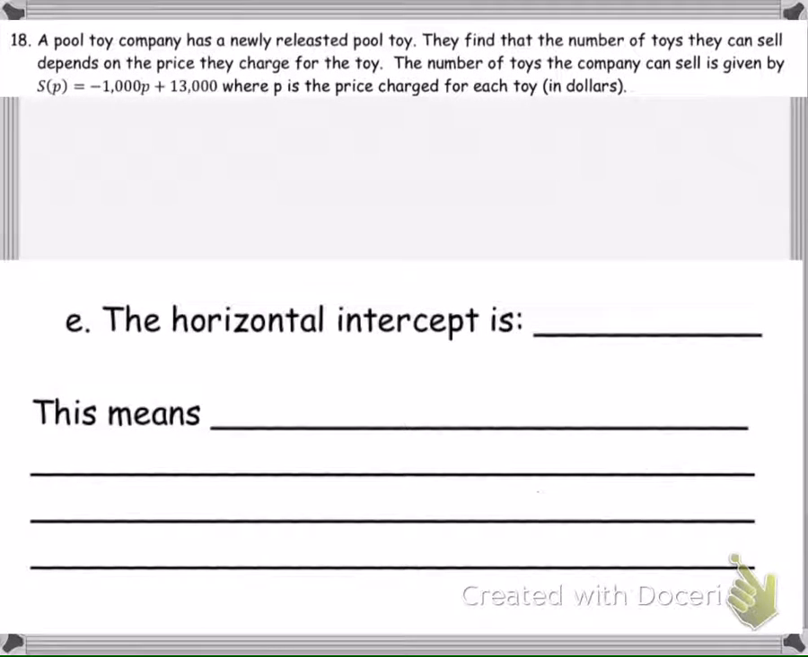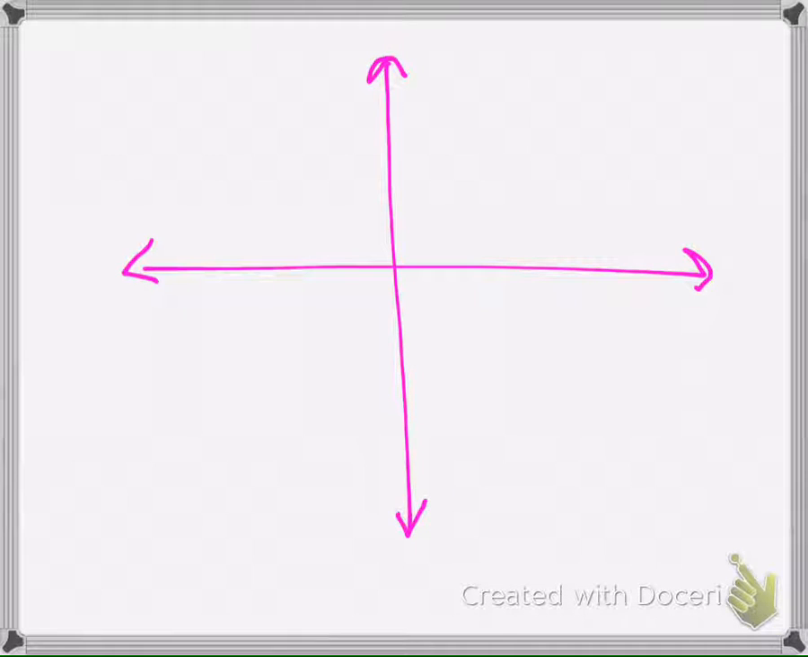Next, we are asked to find the horizontal intercept. So let's review and make sure we know what horizontal intercept means. So we have a vertical intercept and a horizontal intercept. So this is horizontal. So we want to know, if we were to graph that function, when is it going to cross this horizontal axis?